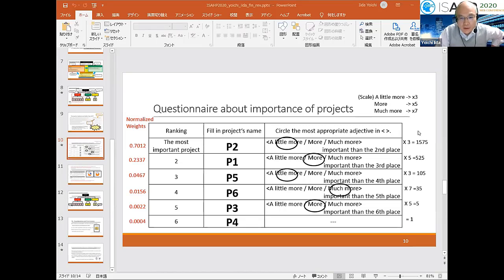It is because ordinarily we use 1, 3, 5, 7, 9 in the AHP, but 9 is a very big number. So I eliminated 9. And I want the difference, so I didn't use 1. That's all. Okay, thank you.